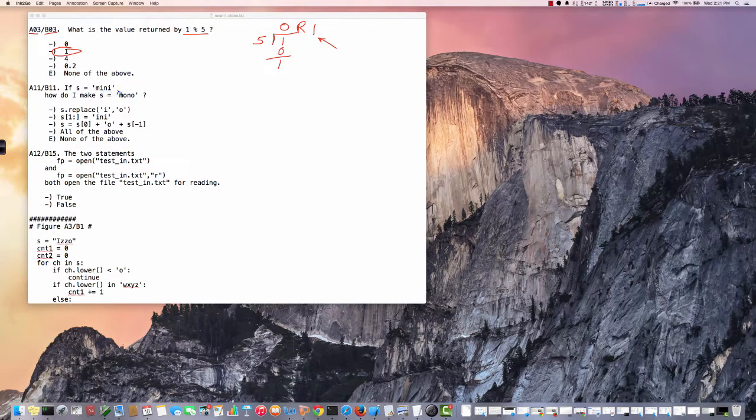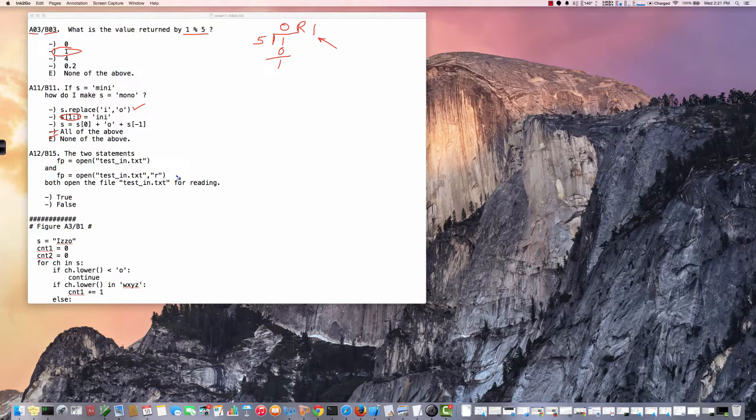Okay, so suppose we have mini and we want to make mono. It turns out that this is the right one, so I will replace all of the O's. It won't just replace the first one, it will replace all of them. The others are wrong. A string is immutable, so we can't change parts of it with the assignment. And this one only changes one of the I's to an O, not both of them. So clearly it can't be all of the above and it can't be none of the above because it's the first one there.